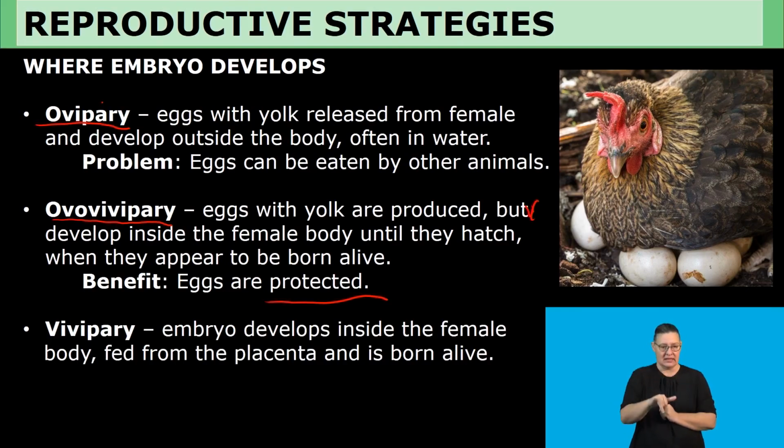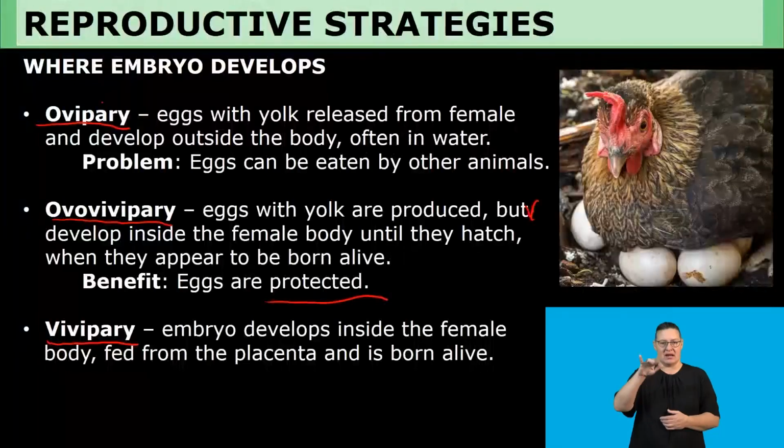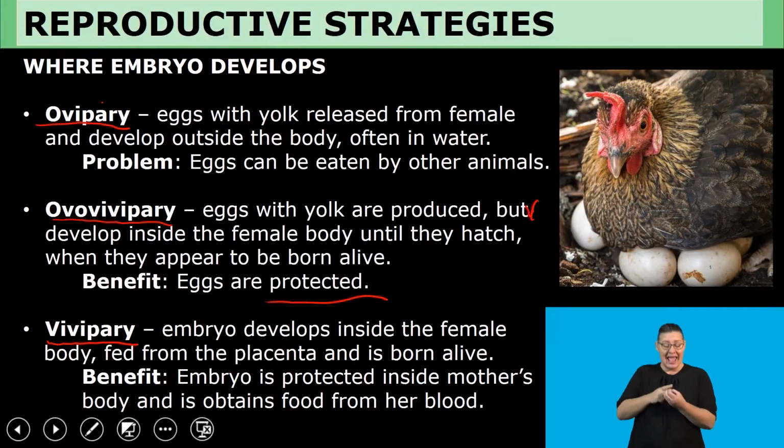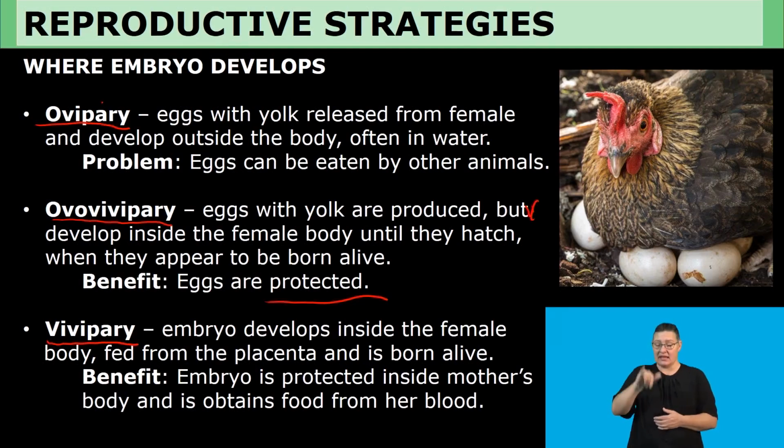Vivipary, this is the third one. Vivipary: embryo develops inside the female body and it's fed from placenta and is born alive. We know placenta, it's for mammals, human beings. They conceive, they carry their young ones inside. It's a practical example of vivipary. Please note the three: ovipary, ovovivipary, vivipary. Know the differences. The benefit of vivipary is that embryo is protected inside mother's body and obtains food from the mother.